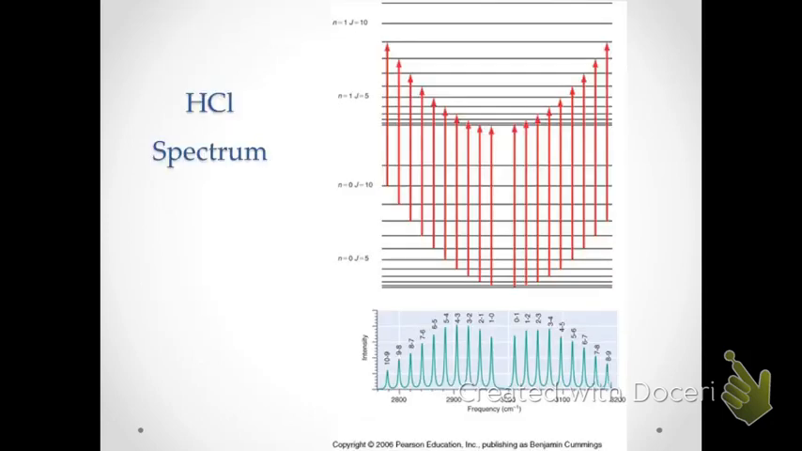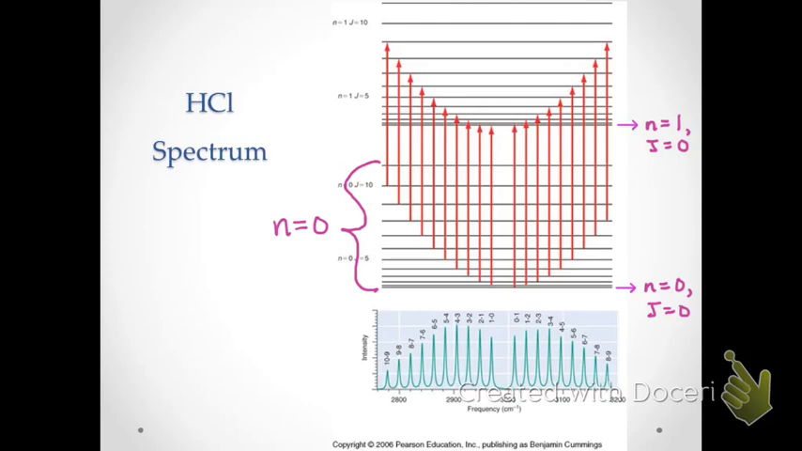This slide shows rotational and vibrational energy levels and the transitions represented by the red arrows above the actual infrared spectrum of hydrogen chloride. Just to be clear here, this bottom gray line represents the n equals 0, J equals 0 level, when the vibrational quantum number is equal to 0 and the rotational quantum number is equal to 0. This line here represents the n equals 1, J equals 0 level, when the vibrational quantum number is equal to 1 and the rotational quantum number is equal to 0.